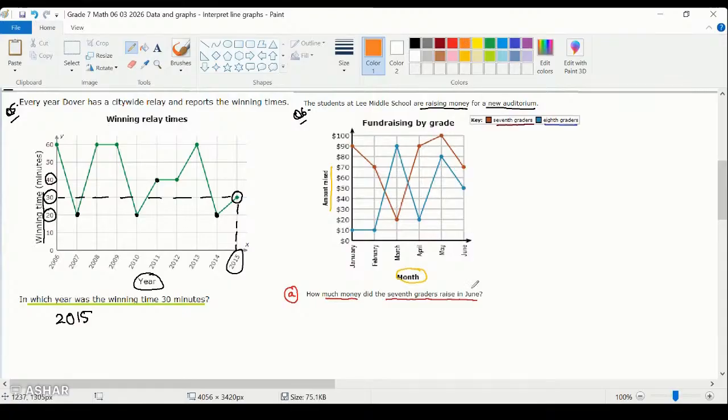In June, where is June? The last month is June. So how much money was raised by them? 70 dollars. Agreed? $70 was raised by grade 7 students in June. Let's have a look at another question, part B.